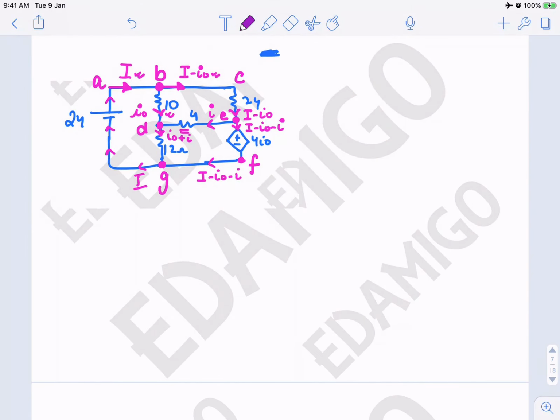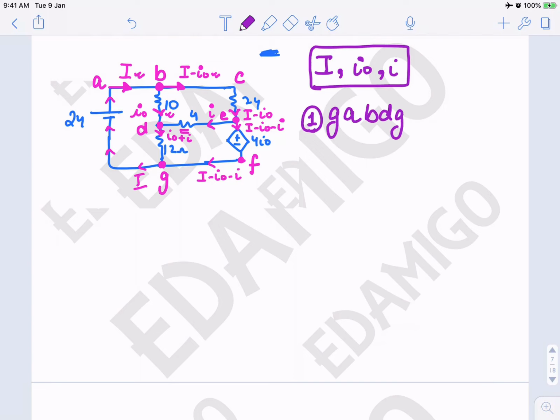Now there are 3 variables here: capital I, I naught, and small i. So I need 3 equations to solve it. Since I have applied KCL at all the nodes, the 3 equations will be given by KVL. So I will apply KVL in the loops. Let the loop be G A B D G. So this is my first loop: G to A, then B, then D, then G.